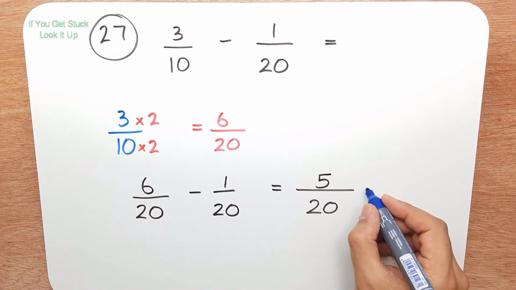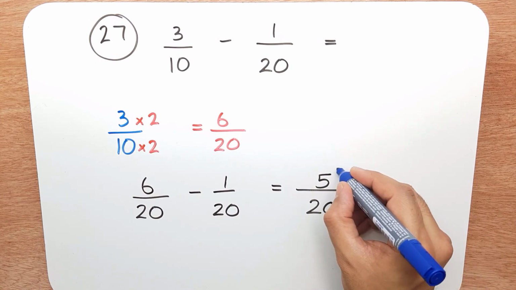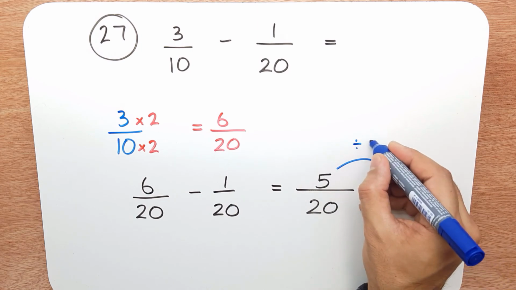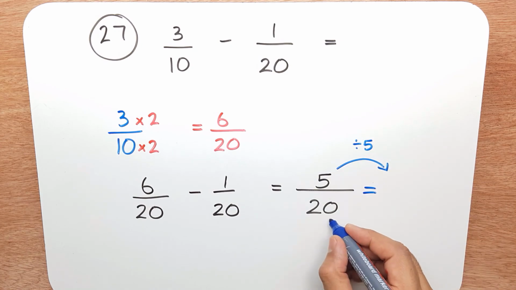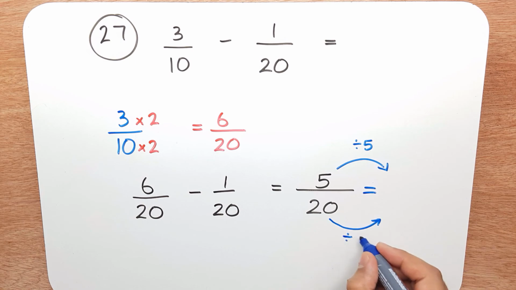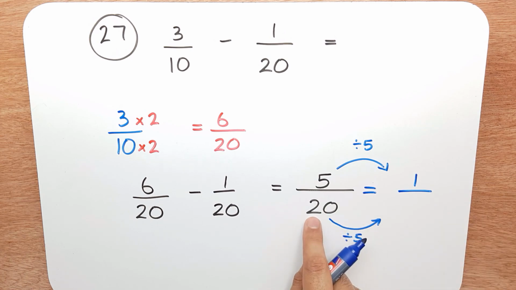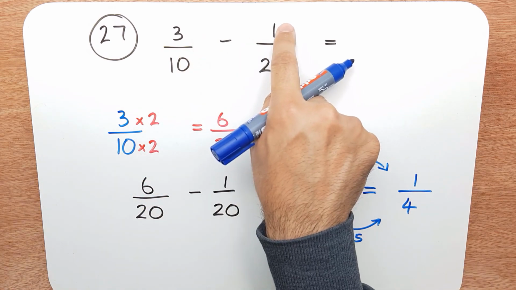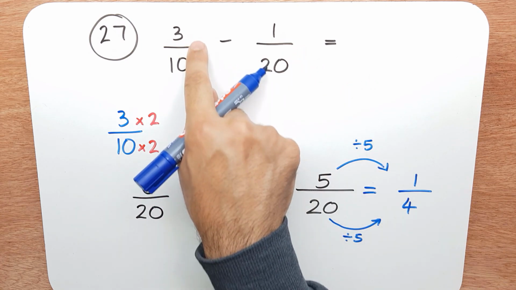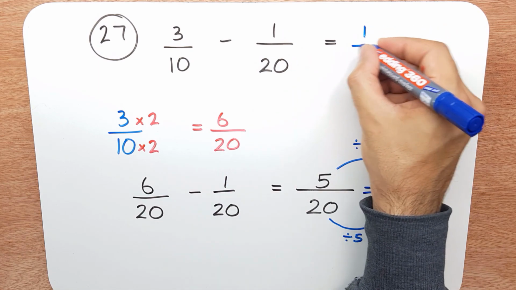So let's simplify this. I know 5 and 20 are both in the 5 times table, so I'm going to divide the numerator by 5. And whatever I do to the top number, or the numerator, I have to do to the denominator. So I have to divide this by 5. So 5 divided by 5 is 1. 20 divided by 5 is 4. So I can say 3/10 take away 1/20, or 3/10 subtract 1/20 is 1/4.